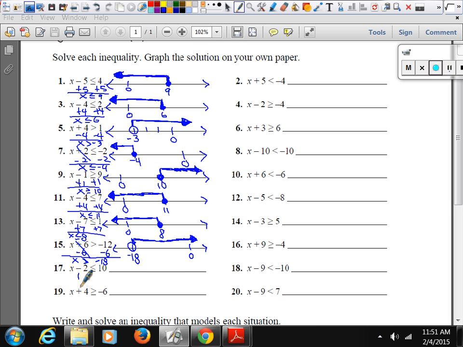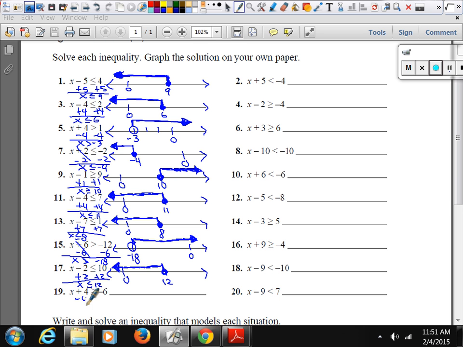Number 17, we'll add 2 to both sides. So x is less than or equal to 12. Less than or equal to 12. 0, 12, less than or equal to will be a closed dot, everything to the left side. All the right answers would be to the left of 12, and 12 is a right answer as well. So 12 and everything else.